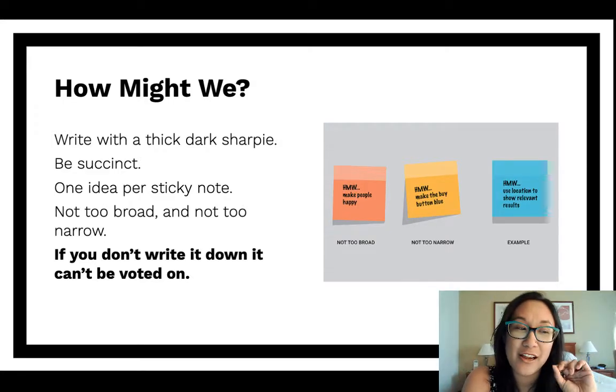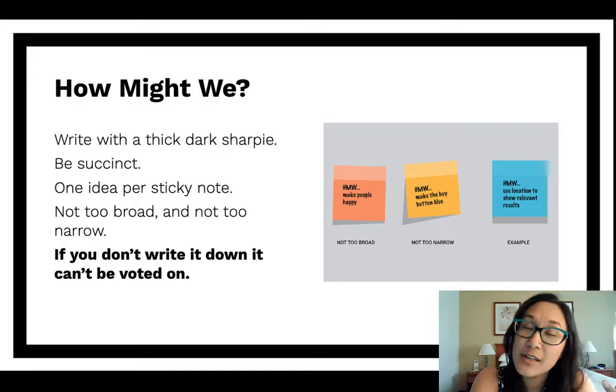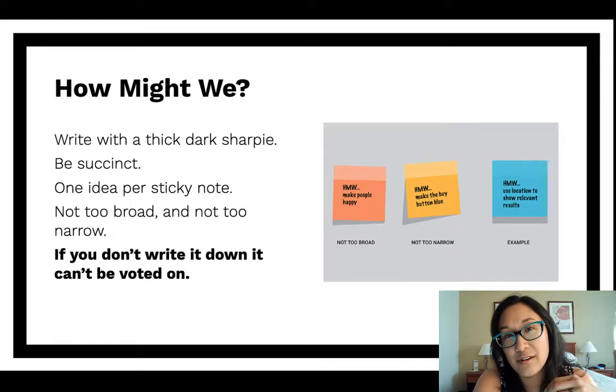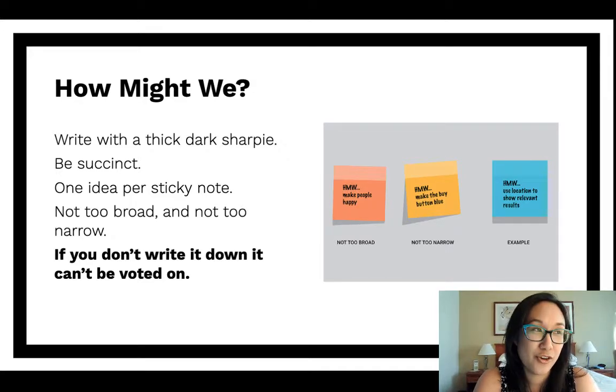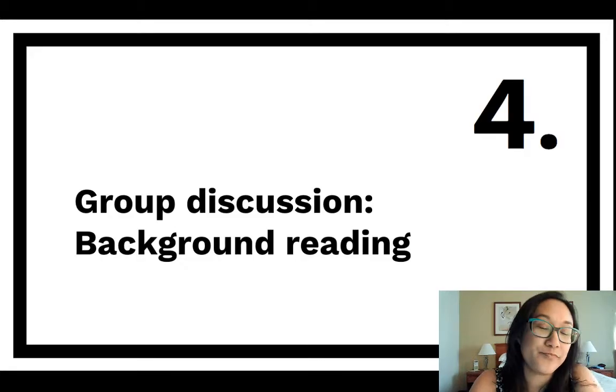Something that's an example of something too narrow would be, how might we make the button blue? Here you'll see that we've actually jumped right into execution and design versus trying to identify a problem that is worth solving. A good example for how might we statements would be, how might we use location to show relevant results? So how might we show the location of current Domino's locations and stores and hotspots so that our customers can order pizza and receive it in a timely manner? Something like that would be an example of an acceptable how might we. It's got a lot of words, but I'm sure you could pare it down a little bit.